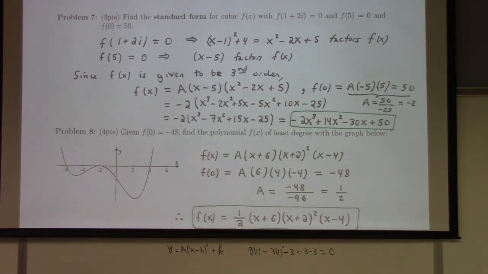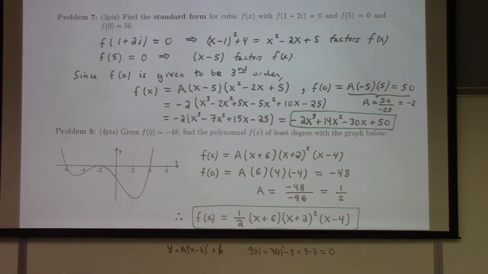But what else do I know? I know that f of 0 is 50, right? So I can plug that in. F of 0, and f of 0 is what? It's minus 5 from this piece, and 5 from that piece. So I get a times minus 5 times 5, which is to say that a times minus 25 is 50, which if I solve for a, I get a is 50 over minus 25, which gives me minus 2. Then I plug that back up in here.